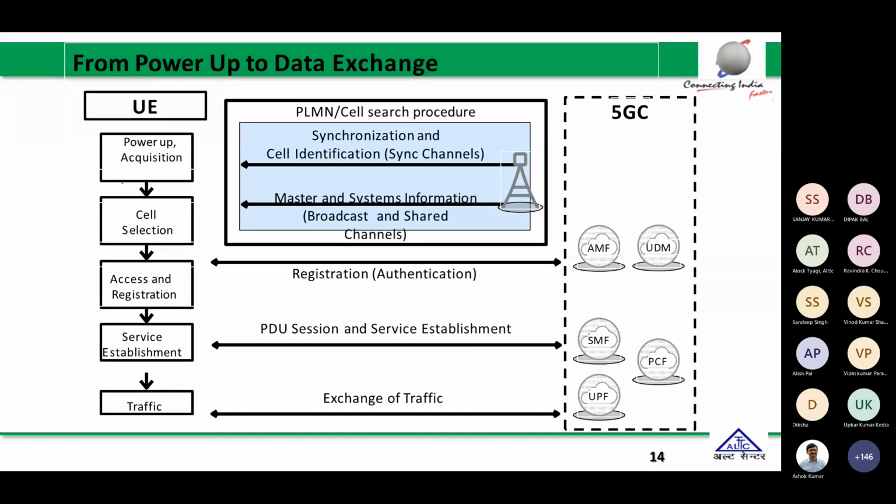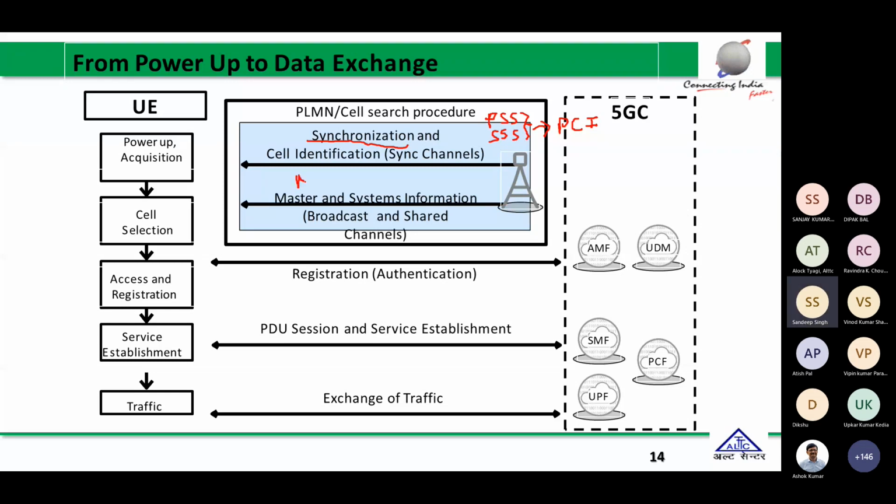First is the PLMN cell search procedure, the downlink synchronization by using the PSS and SSS, right? By using this PSS and SSS, they are also evaluating the PCI of the cell, right? And after that comes the MIB, the master system information.